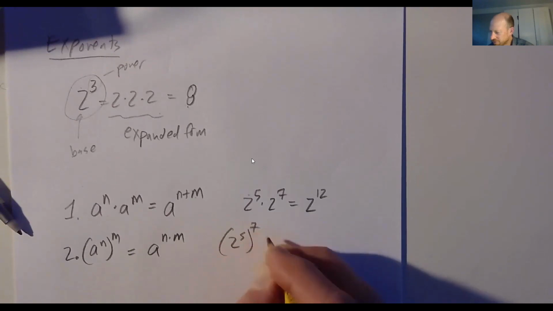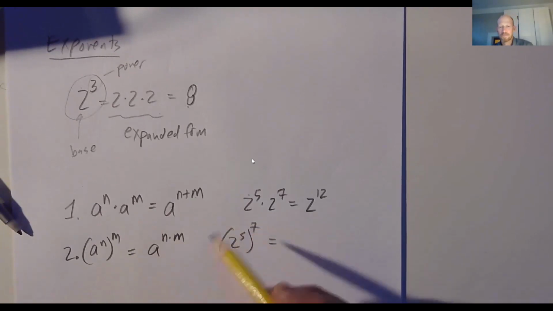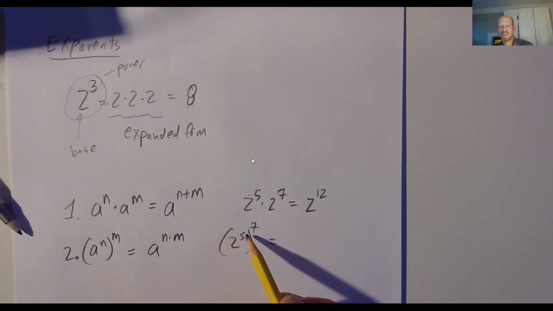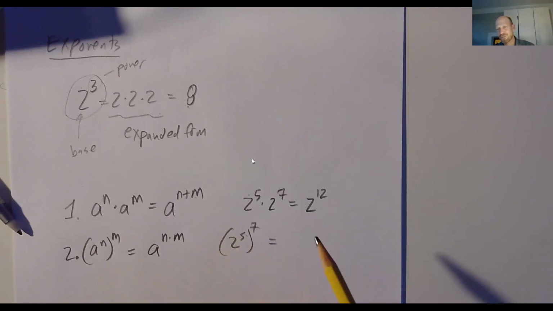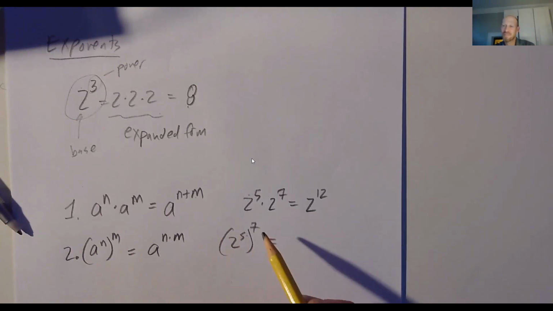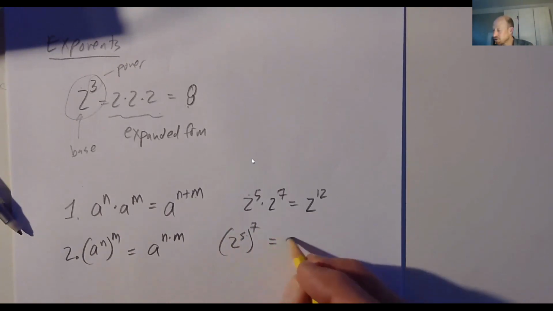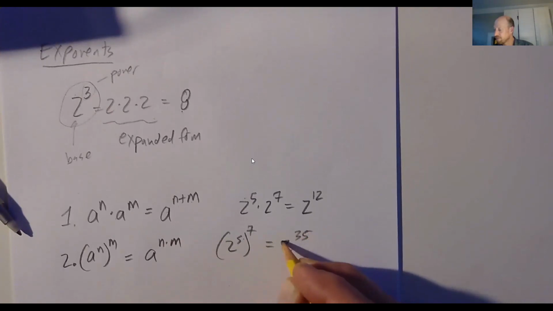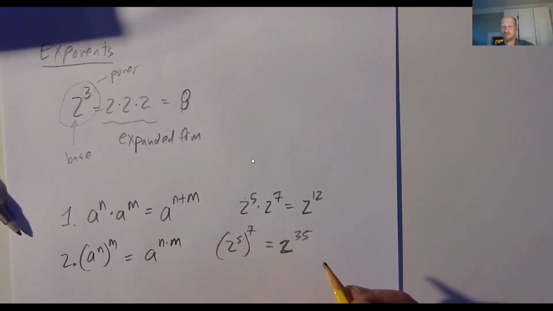So 2 to the 5th to the 7th. This 7th is actually saying I get 2 to the 5th 7 times. And if I added all those 5s together, 7 5s, that's multiplication. That's going to give me 2 to the 35th. That's a gigantic number, right? But easy to write as an exponent. Any questions so far? Okay.